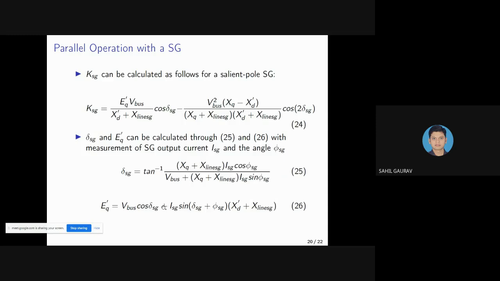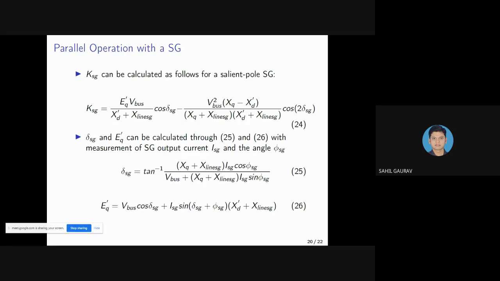In the case of synchronous generator, we have to calculate the KSG part and damping factor part, because this part is variable here, but in distributed generator we are taking it as constant. So we have to calculate these things. Now we have all the parameters, and the bus voltage, V bus, and fixed synchronous generator parameters can be found from the data sheet of the book.